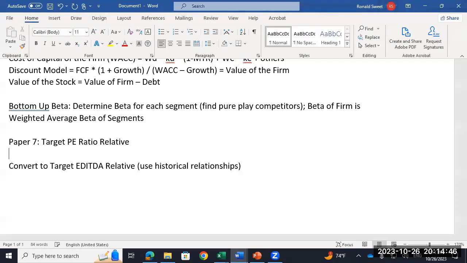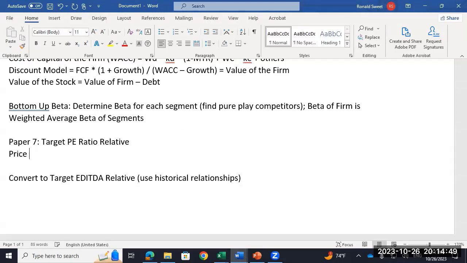Why is it higher? Now we'll talk about it, but PE ratio is price to earnings per share. EBITDA ratio is enterprise value to EBITDA. Price is much lower than enterprise value because enterprise value includes debt. And earnings per share is much lower than EBITDA because it includes the subtraction for depreciation and interest. All right, so both of these numbers are lower. Both of these numbers are higher.